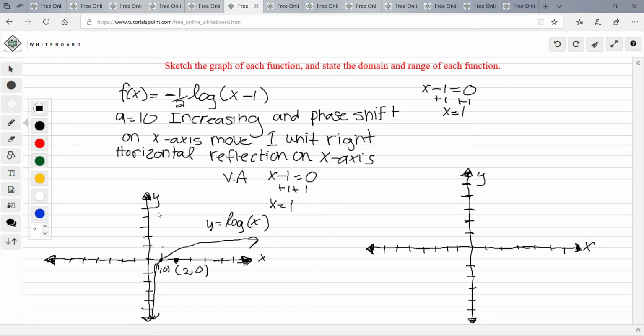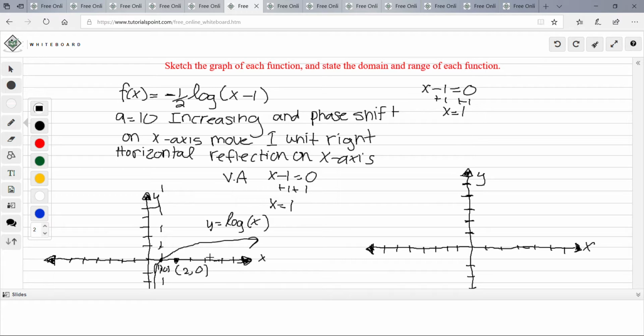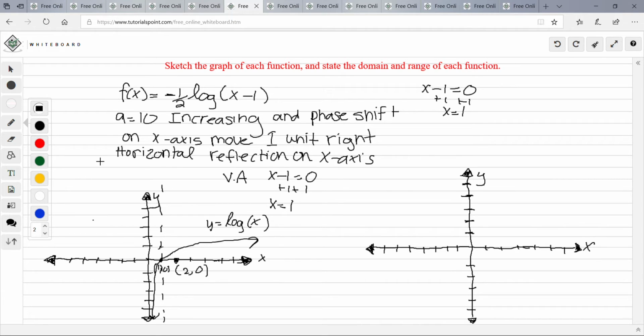This is important because watch: it'll get really close to this vertical asymptote, but it'll never touch. See how it'll get really close to 1, but it never touches. So this is y equals log base x minus 1.